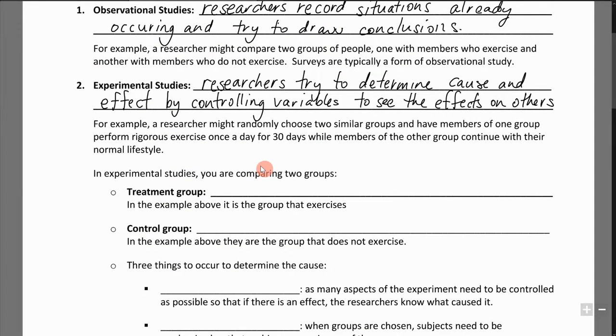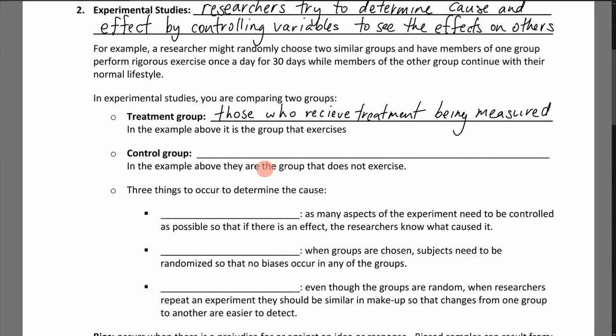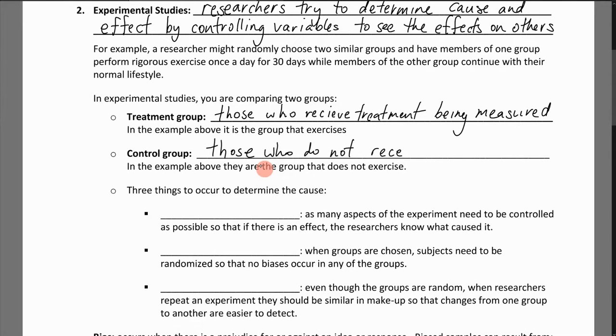Okay. So in experimental studies, you are comparing two groups. So you're comparing a treatment group, so those who receive treatment, the treatment being measured. And you have a control group, and the control group are those who do not receive any treatment. So think of like a pharmaceutical example.